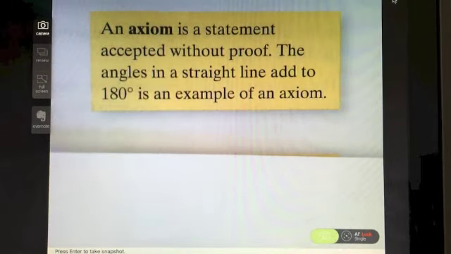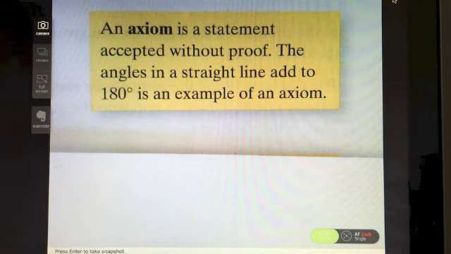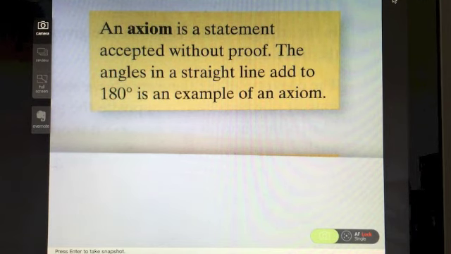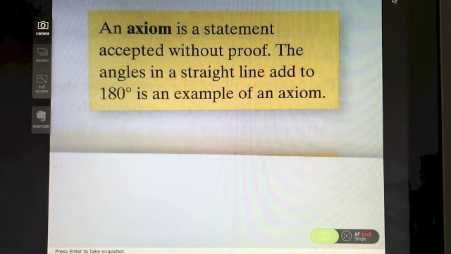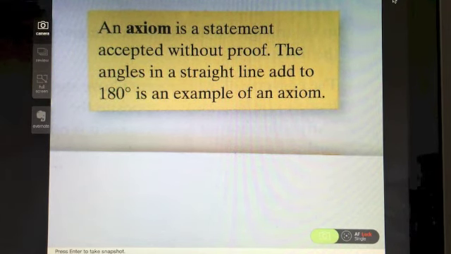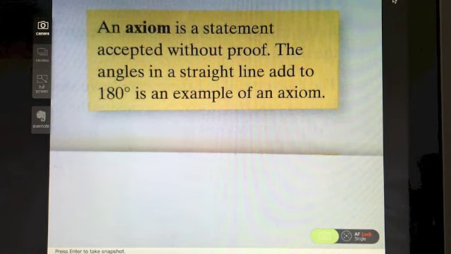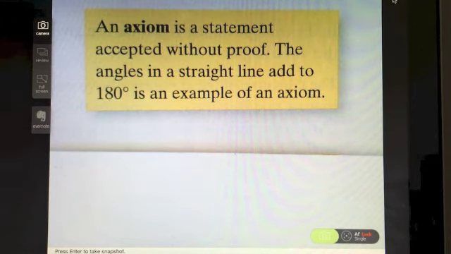So the first one is an axiom. An axiom is a statement accepted without proof. So it's something that you can accept without the need to prove it. So for example, the fact that the angles on a straight line would add to 180 is something we would just take as an absolute fact, because it is. It doesn't need a full rigorous proof. We can just always take that and use that then in a theorem to prove something.